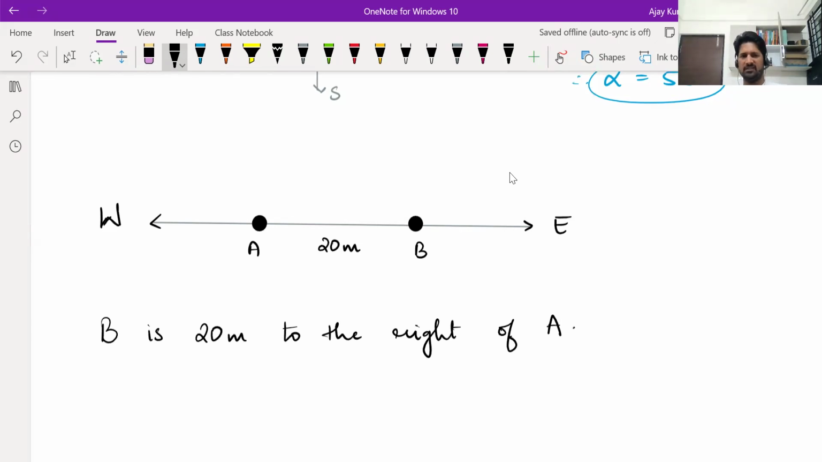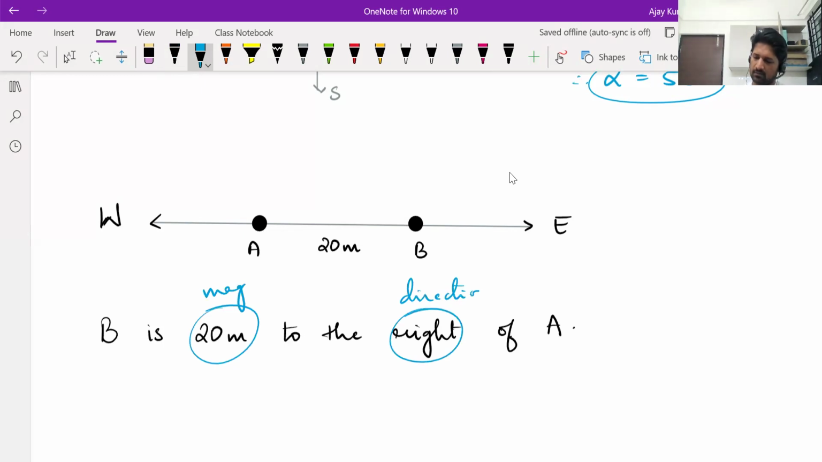Listen, we all know this. This is general English. But there is some physics involved in this. You are describing the position of an object, right? So 20 meters is the magnitude. Right is the direction. A is the reference. Generally, whenever you want to specify position, all these should be there. Magnitude, direction, reference. Okay, so all those are seen here.